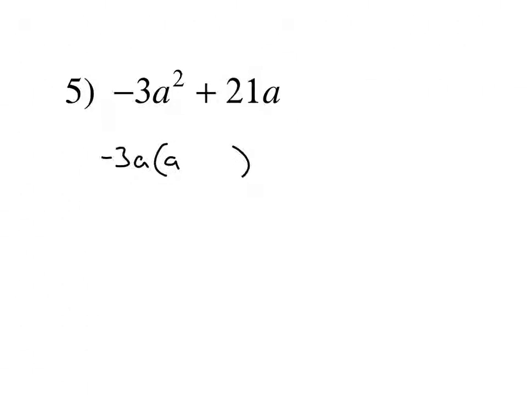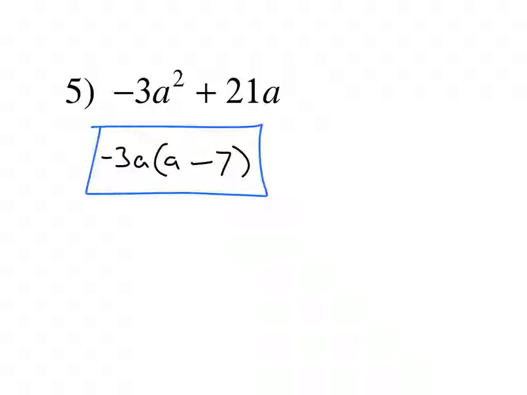A. And now here's where some of you are going to goof. You're going to forget that you're taking out a negative. You got to really think about it here. Negative 3a times what gives me positive 21a? Negative 7. Don't automatically say, since this is positive, this must be positive. Uh-uh. Think through. A negative times a negative gives me that positive. All right. And there's our answer.